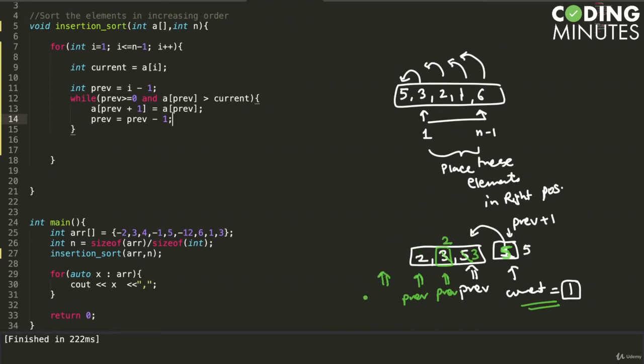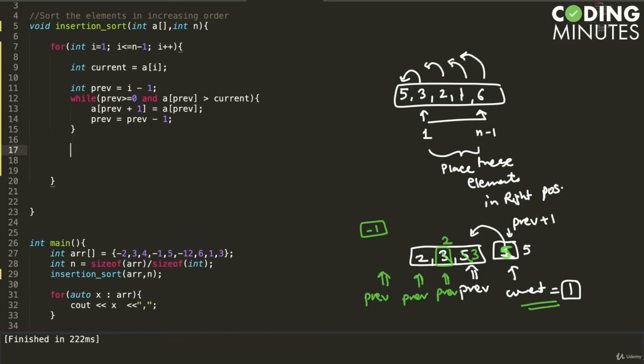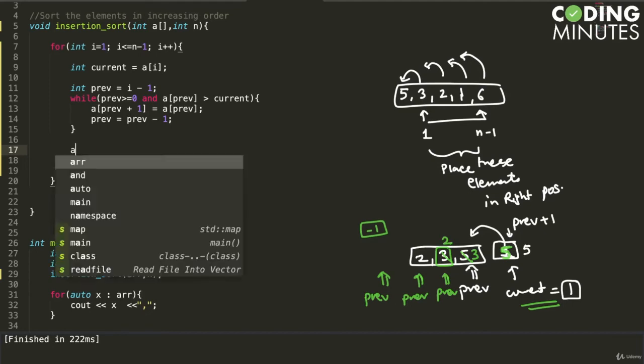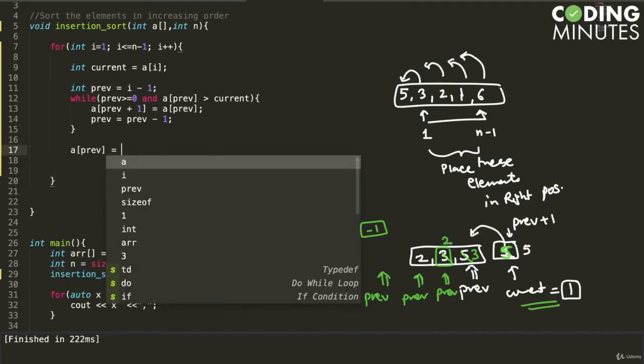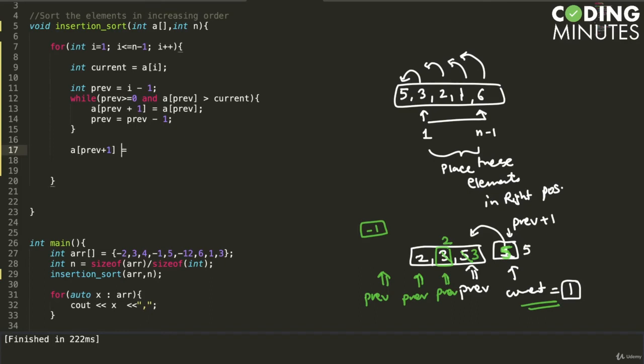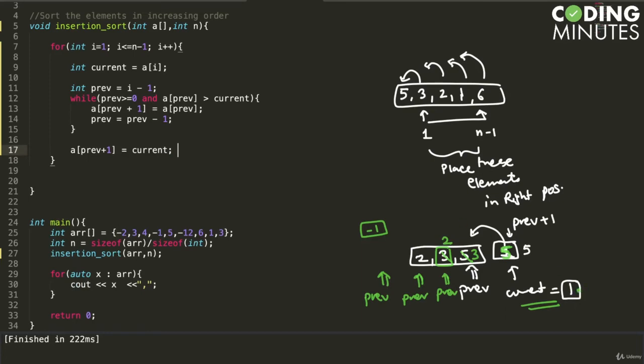So finally we end up at an index that is actually minus 1. In that case, wherever the previous stops, in the next place of that, we are going to put the element that is equal to current. So finally, after this loop is over, we can say array of previous plus 1 should be equal to the current element. That's it. So what we did, we put 1 from here till here. Now this array becomes 1 2 3 and 5.